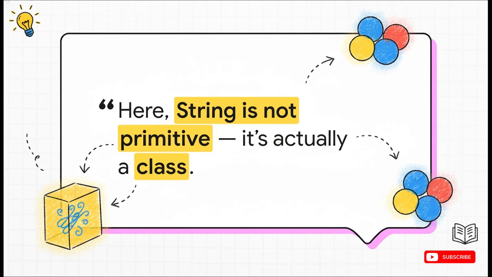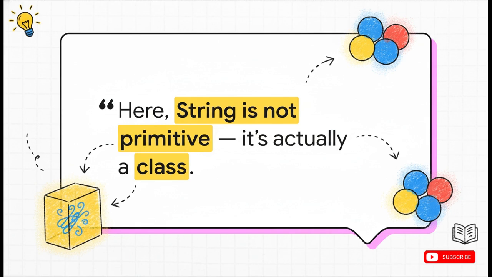A non-primitive type like a string is an object. This means its memory box doesn't actually hold the text, hello world. Instead, it holds a reference. Think of it like a sticky note with an address on it, pointing to where the actual hello world object is stored in memory.